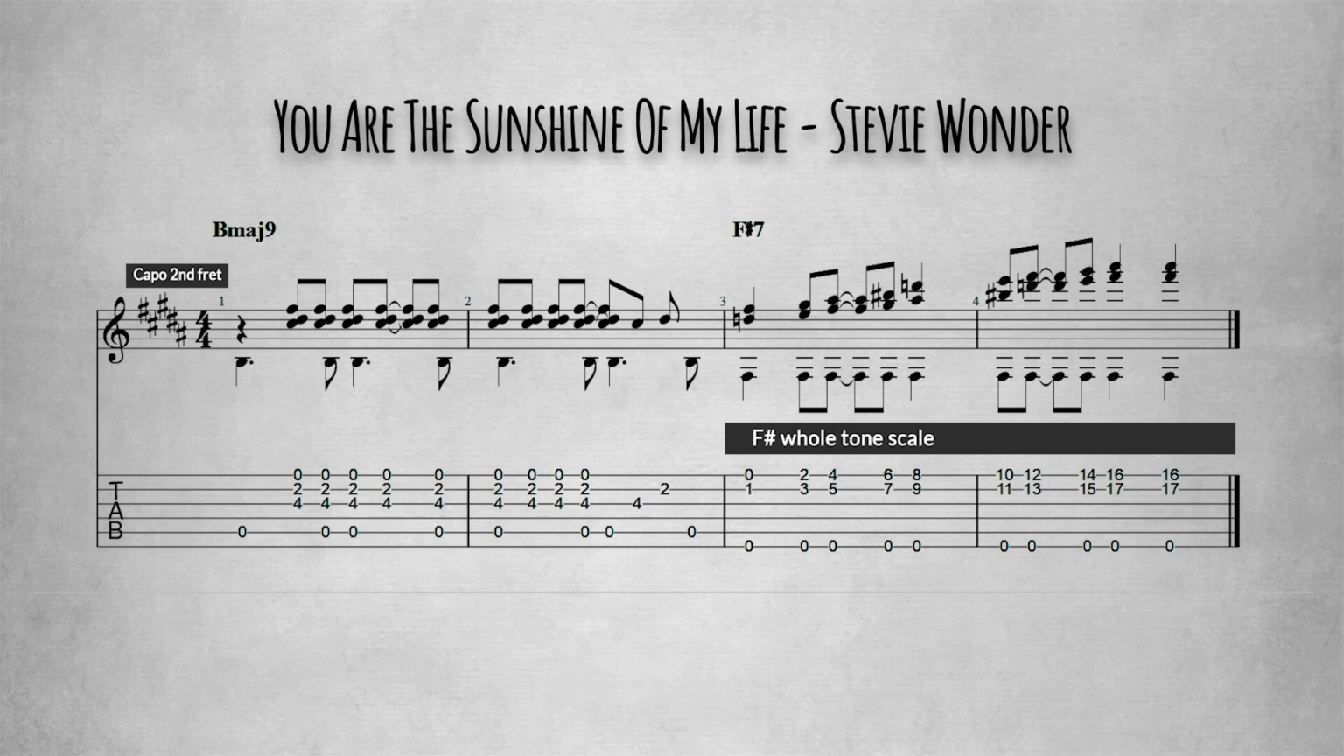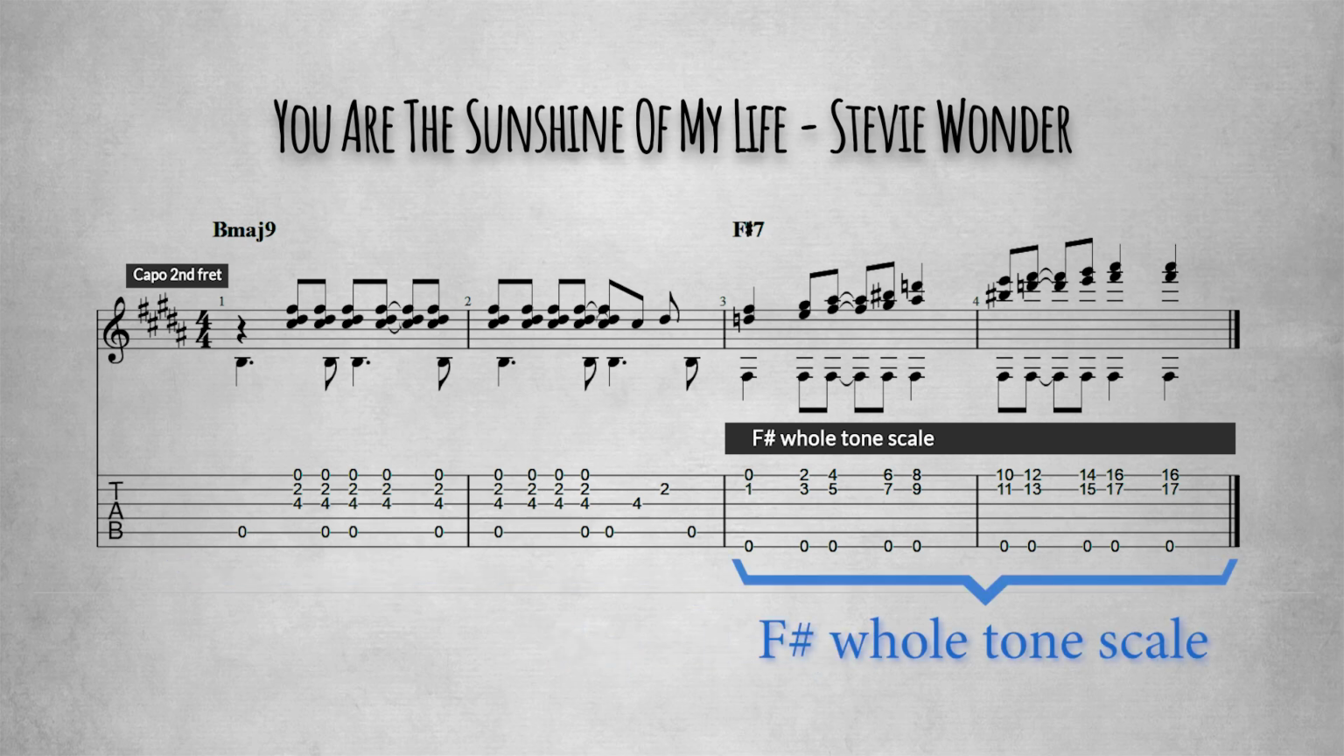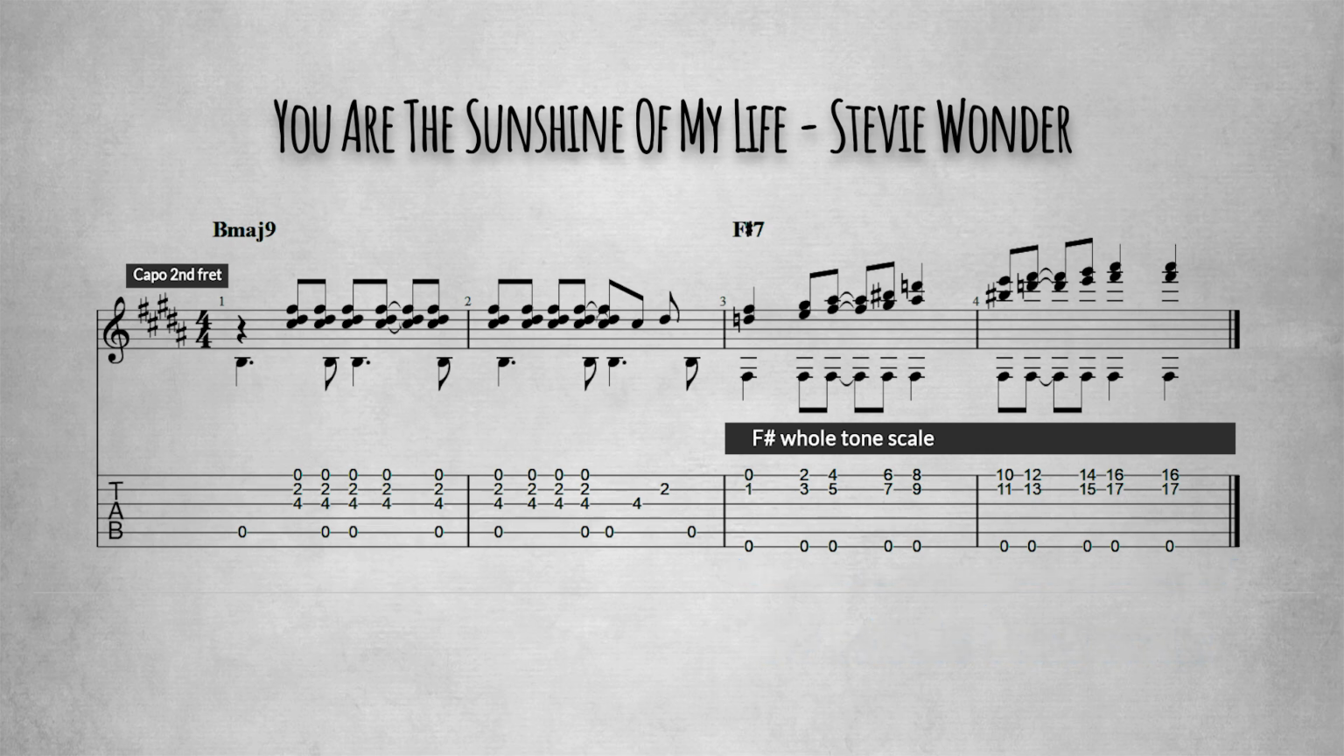Now, the song starts on a B chord, which is the key the song is written in. In the second bar, Stevie Wonder uses the F-sharp whole tone scale in intervals over an F-sharp bass. That implies an F-sharp dominant chord in the key of B major. This is an interesting approach and creates a lovely dreamy effect.